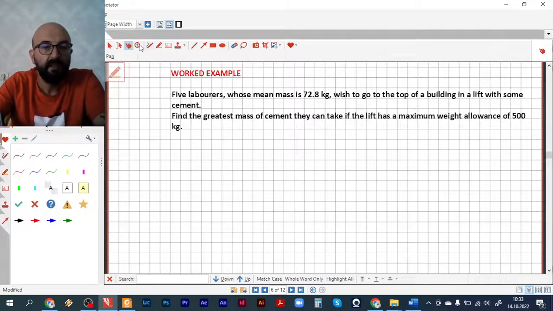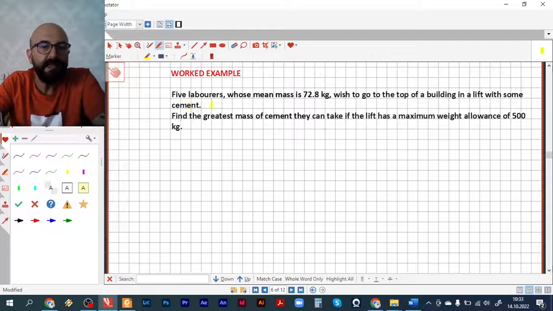Okay, now we have some examples. 5 laborers whose mean mass is 72.8 kilograms wish to go to the top of a building in a lift with some cement. Find the greatest mass of cement they can take if the lift has a maximum weight allowance of 500 kilograms.